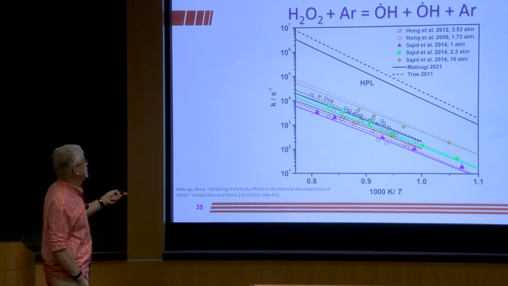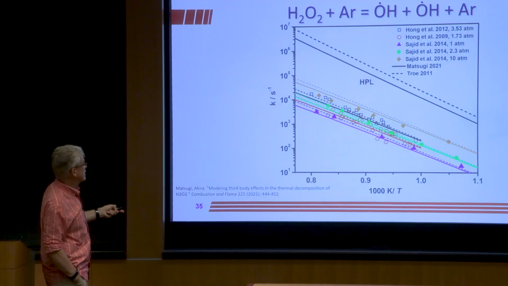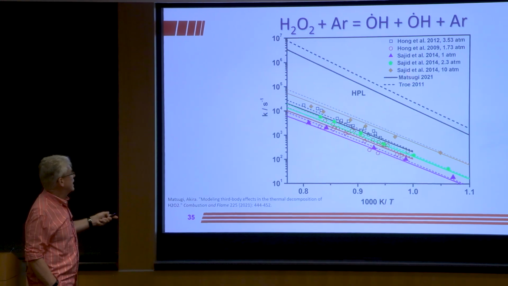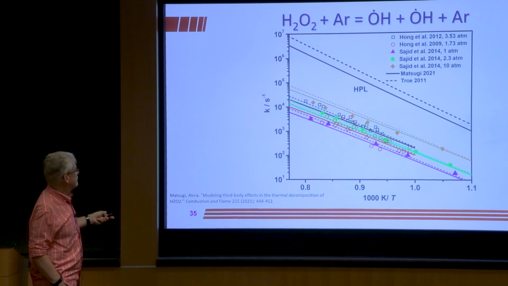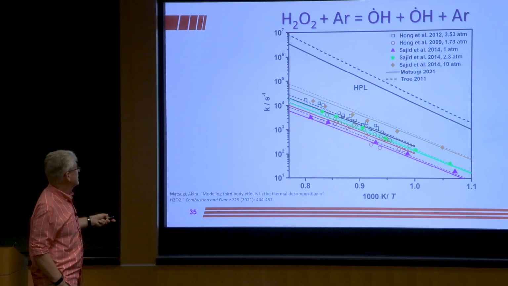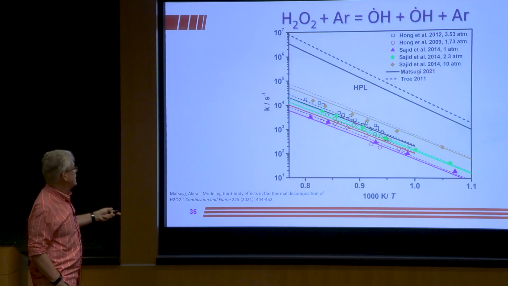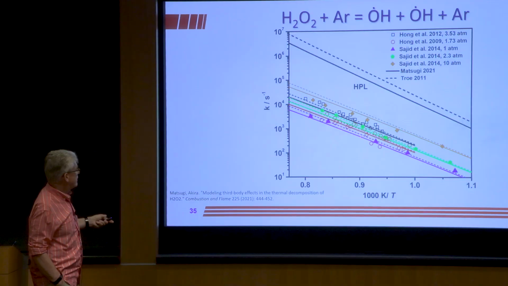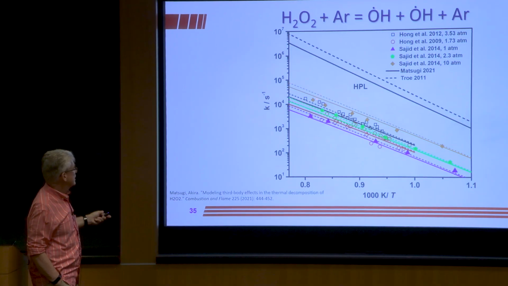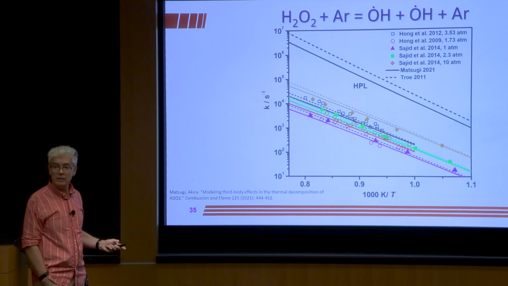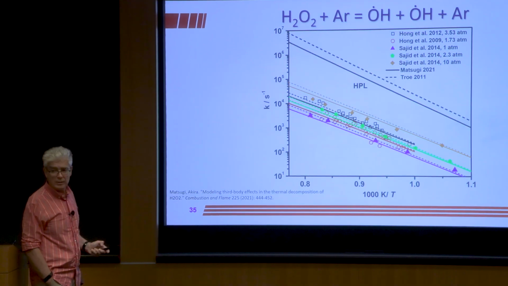Here's another one, H2O2 plus argon giving OH plus OH plus argon. So here again are experimental measurements in the literature. Here's we have a fit to this rate constant. We have the Matsugi 2021 calculation, which we believe better matches the experimental data here, okay? Because the Troe overpredicts the Sajid et al. 10 atmosphere data here. The Matsugi does a better job of capturing that pressure dependence.